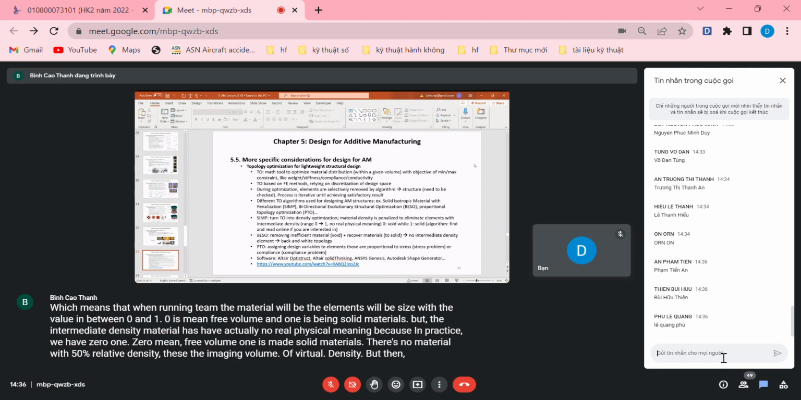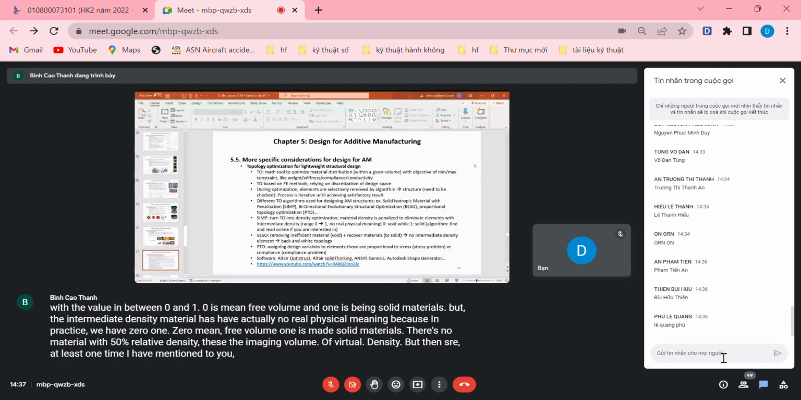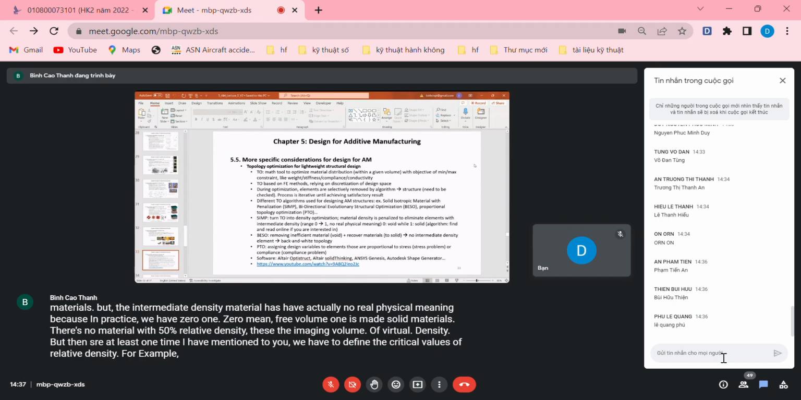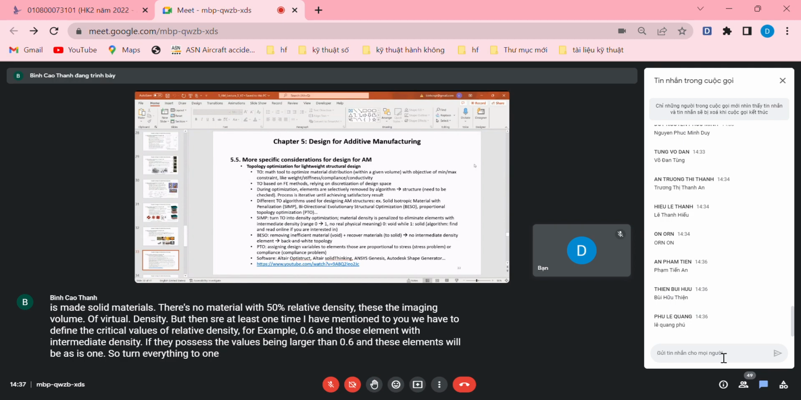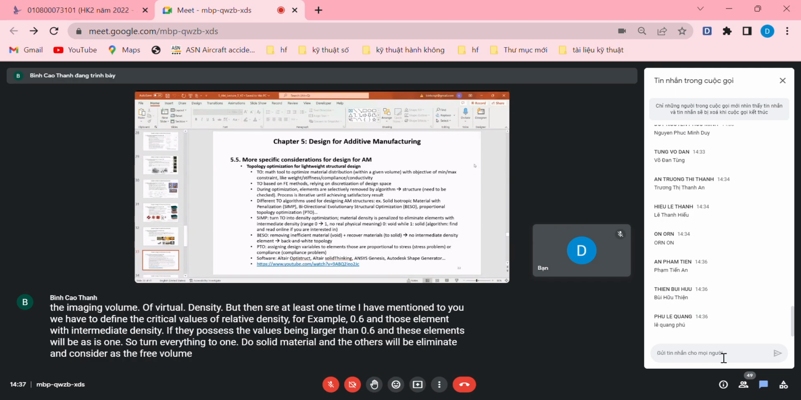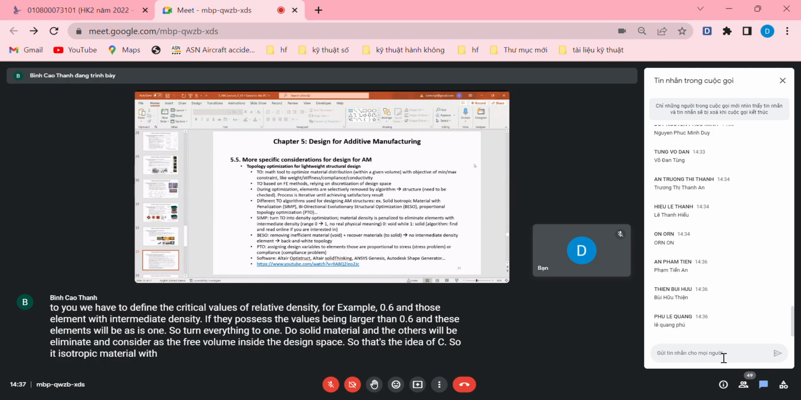But then, as I have mentioned to you at least one time, we have to define a critical value of relative density, for example 0.6. Elements with intermediate density that possess values larger than 0.6 will be assigned as 1, turned to solid material, and the others will be eliminated and considered as free volume inside the design space. So that's the idea of SIMP, solid isotropic material with penalization.